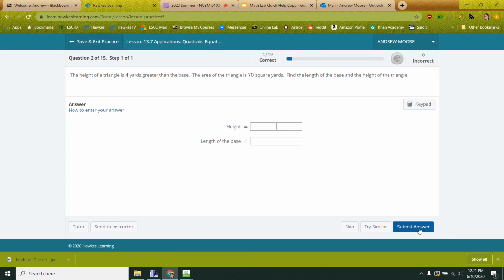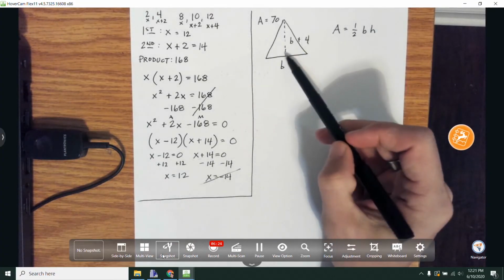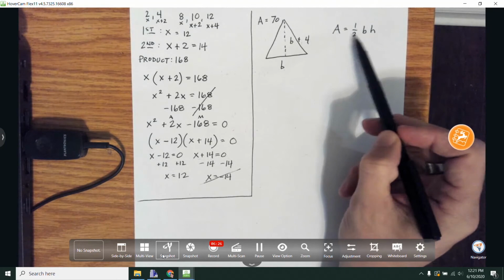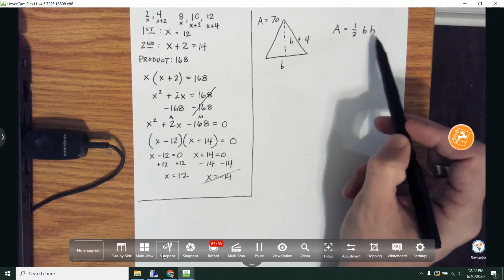The height of a triangle is 4 yards greater than the base. The area of the triangle is 70 square yards. Find the length of the base and the height of the triangle. So first thing we need to know in this problem, we are doing area of a triangle, so we need to have our formula, which is the area equals half the base times the height.